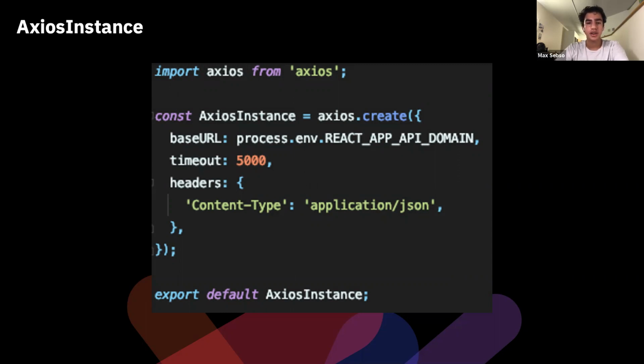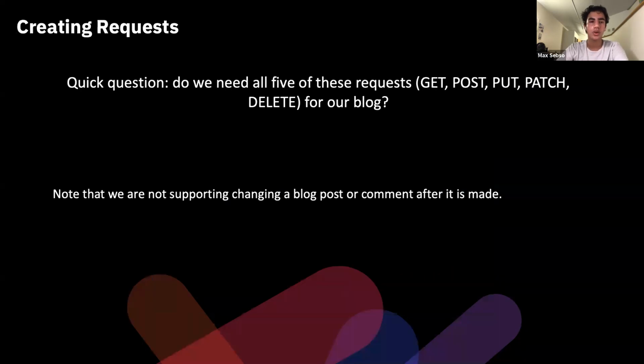All right, let's move on to creating requests. So, quick question, for our application, do we need all 5 requests that we previously mentioned, which is get, post, put, patch, or delete for our blog? Note that we are not supporting changing a blog post or comment after it's made. Basically, what I'm asking is, for our blog, would we need to use all of these methods, or only some of them for requesting data?